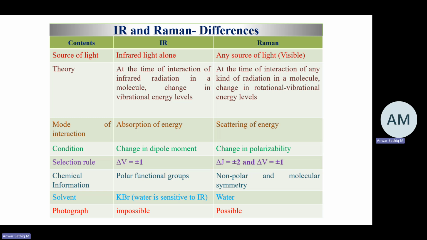IR spectra appear as absorption bands, but Raman spectra appear as scattered light intensity. KBr pellet is used as a medium in IR spectroscopy. Water interferes strongly in IR, so aqueous samples are difficult to study. But in Raman, water can easily be studied, that is, it does not disturb the Raman spectroscopy.